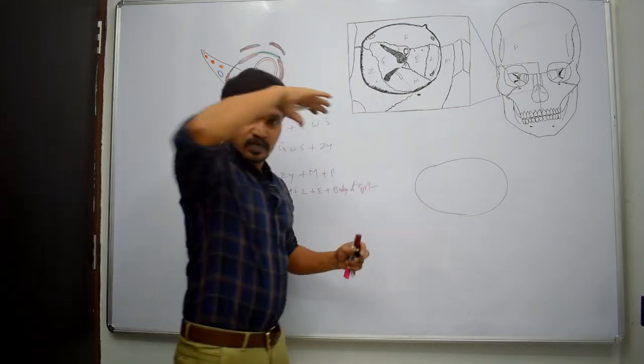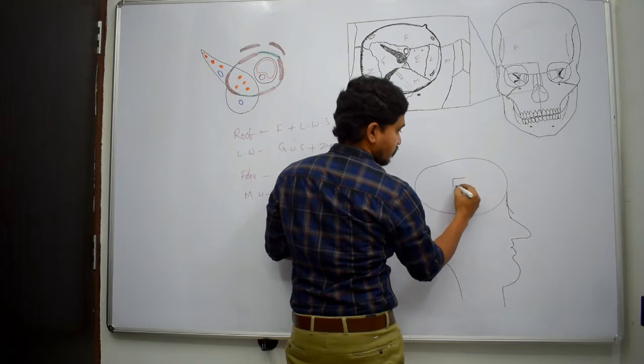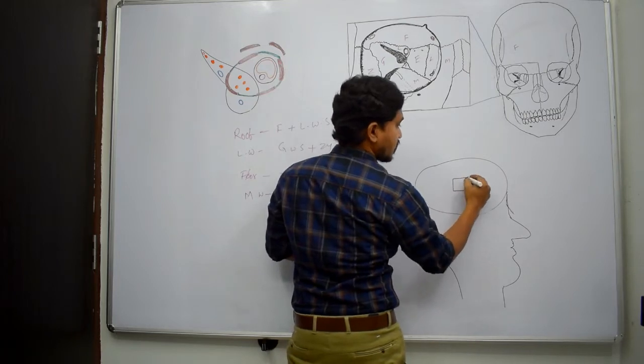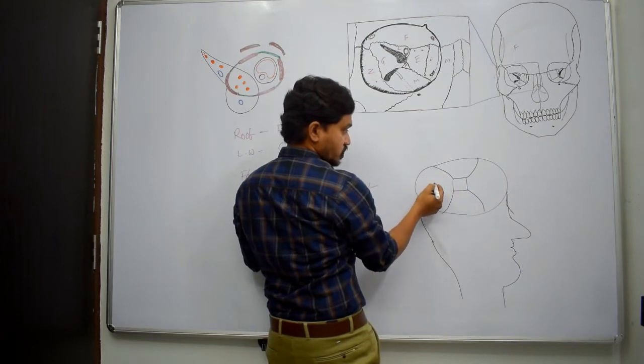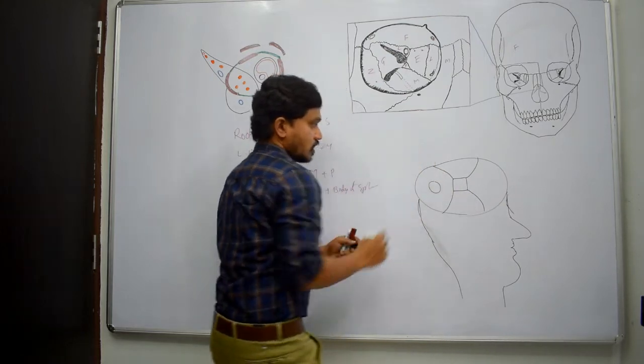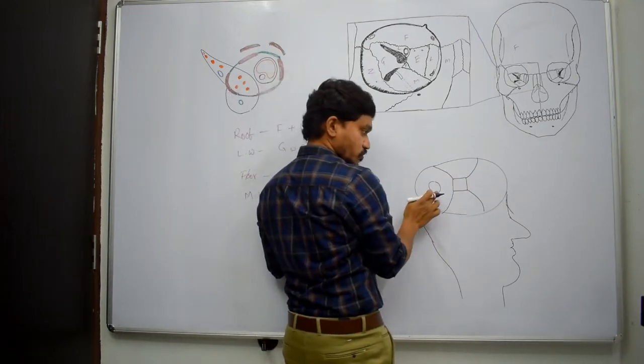See, this is the cranial cavity. In the center, you can find the body of sphenoid. This is the anterior cranial fossa, this is the middle cranial fossa and this is the posterior cranial fossa. In the posterior cranial fossa, there is the foramen magnum.